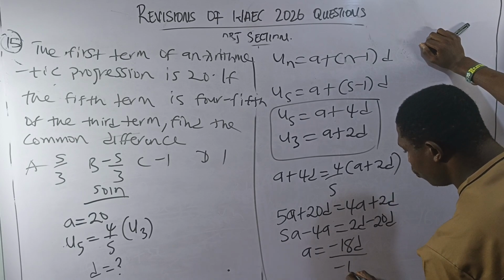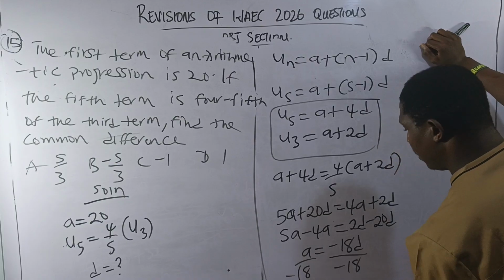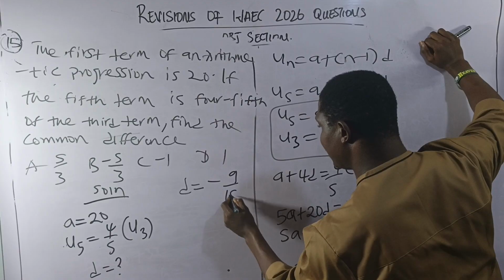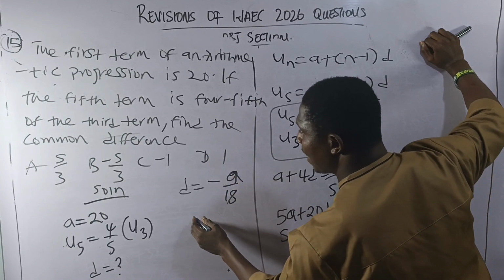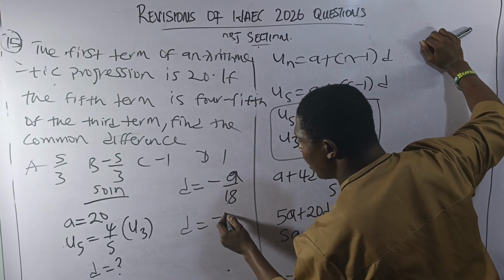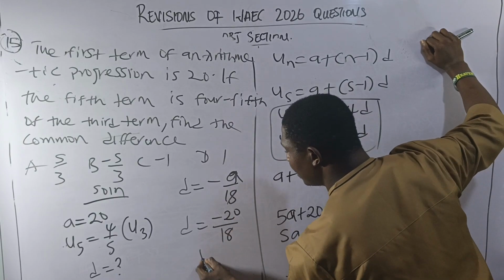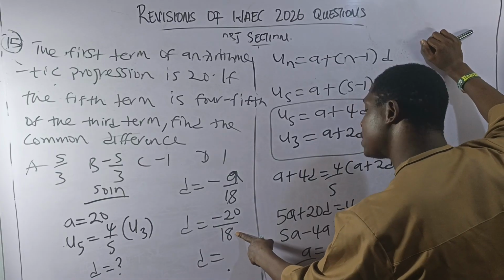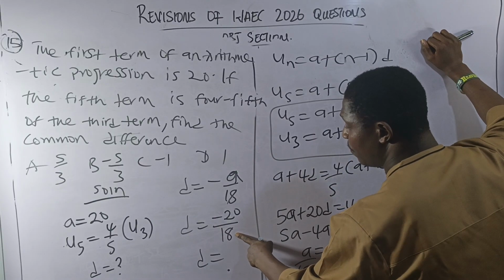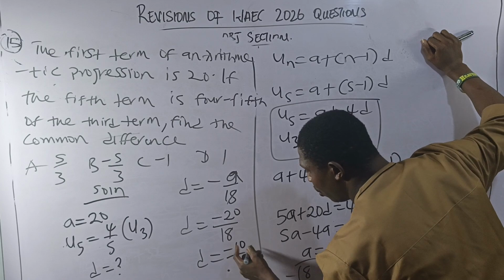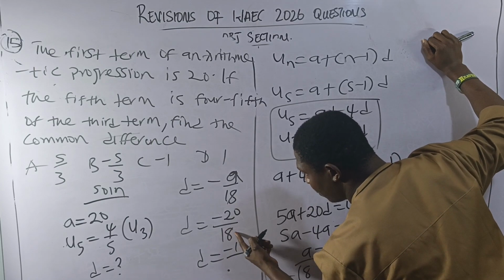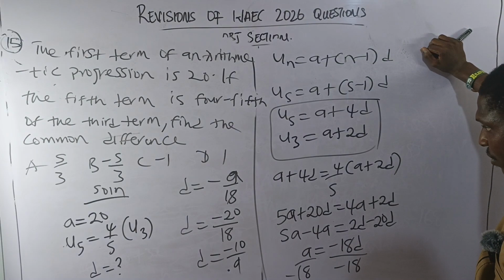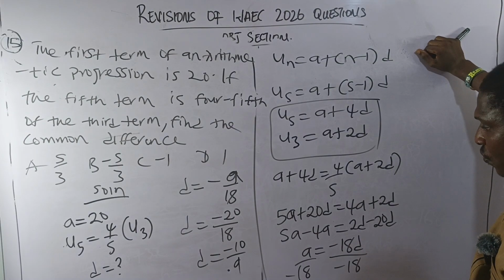I'm looking for d, so I'll divide through by minus 18. My d will equal minus a over 18. And my a was given as 20, so d equals minus 20 all over 18. What can divide here? 4 can, let me use 2. 2 here gives me minus 10, all over, 2 into 18 gives me 9. Nothing else can divide, and I have minus 10 over 9.